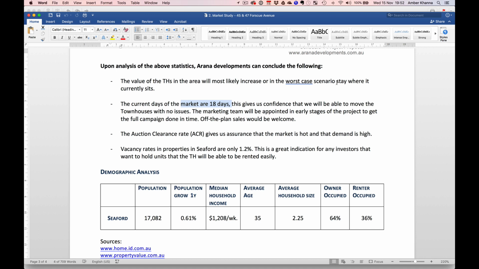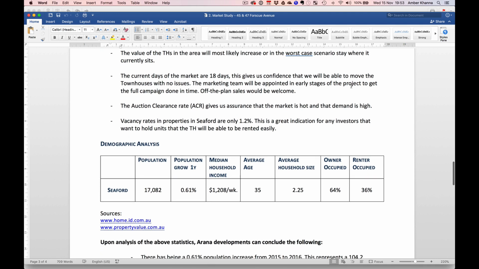Prices will most likely increase, or in the worst case scenario stay where they are. Again, over here I would mention that there is nonetheless another feasibility report showing a market correction of, let's say, 4% on the sales value, which has been attached for your reference. Okay.